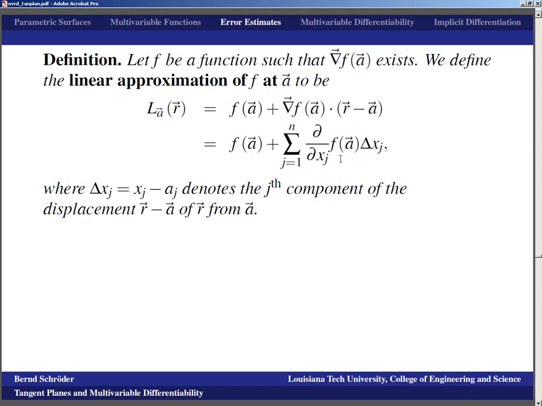It is now just viewed a little bit differently. What happens sometimes when models are too complicated is that if you're only interested in your model in a small neighborhood of a point, where these displacements r minus a are small, then basically, as long as multivariable differentiability is satisfied, your function is very close to the linear approximation, and so the function can be replaced by the linear approximation, and that makes certain computations simpler.